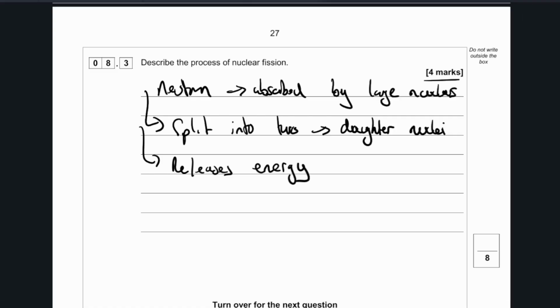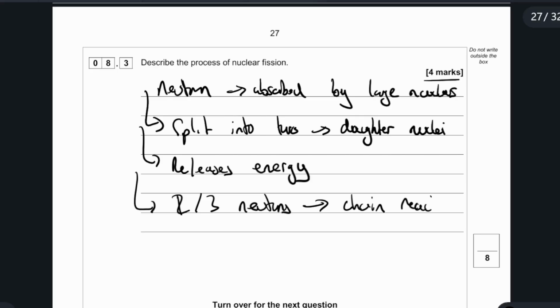And again, we're not complete. It splits into 2, releases energy, and the key part is that it also releases 2 or 3 neutrons. Now, why are the 2 or 3 neutrons important? Well, this can cause a chain reaction. Okay, so for your 4 marks, that should be plenty.